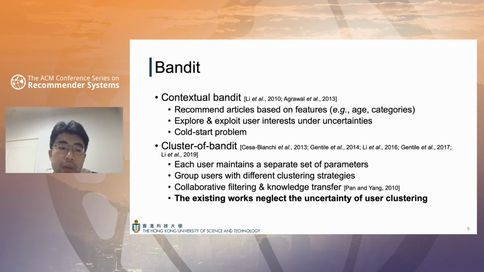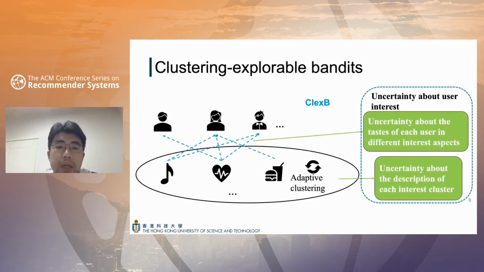To alleviate this problem, a class of clustering bandit policies has been studied in the last few years. In these algorithms, each user maintains a separate set of parameters, and users are divided into different groups using clustering techniques. They incorporate collaborative filtering effects into bandit methods for enhancing performance. In the view of transfer learning, collaborative filtering shares knowledge among similar users and items. However, these algorithms introduce another kind of uncertainty, which is the uncertainty of clustering, and they all ignore this uncertainty.